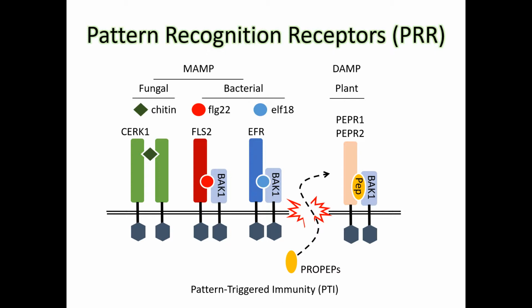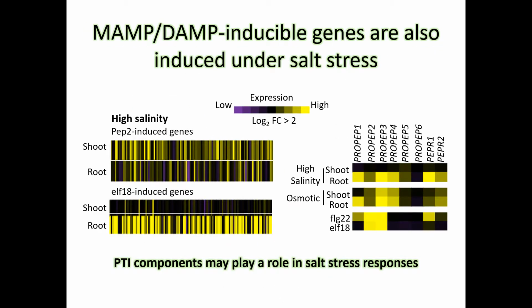So very interestingly, we found that these defense-responsive genes are also induced under salt stress. So we took PEP2 and ELF18 inducible genes and looked at the expression of these genes under salt stress. And we found a very high overlap between these two gene sets. Like we see over here, the precursors and also the PEP receptors are induced under salt stress. So this indicates that PTI components may play a role in salt stress responses.